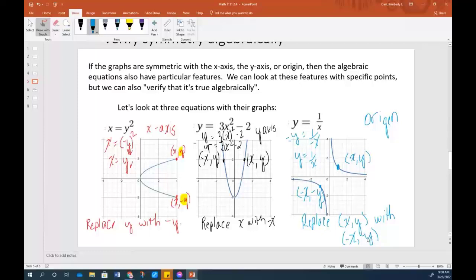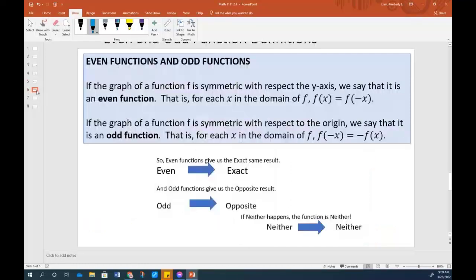Now, before I move on, because we've got the next topic coming up with the even, odd, and neither, the reality is, as you're doing your homework online, you will have questions that ask you to verify it's true algebraically, but you can probably tell by inspection or just by looking at the graph what type of symmetry it has. So don't overly stress over that material. Moving into even and odd functions.